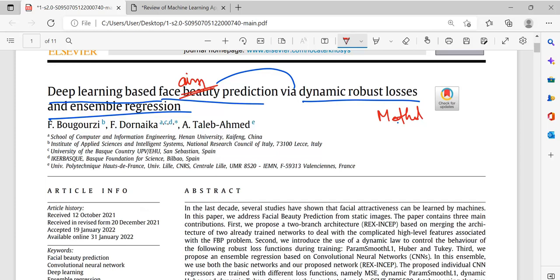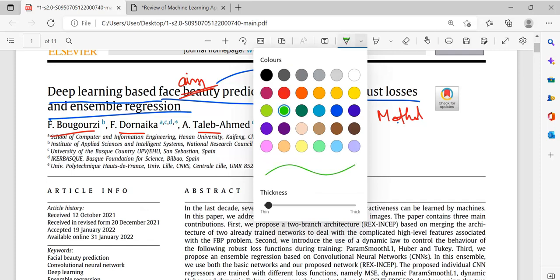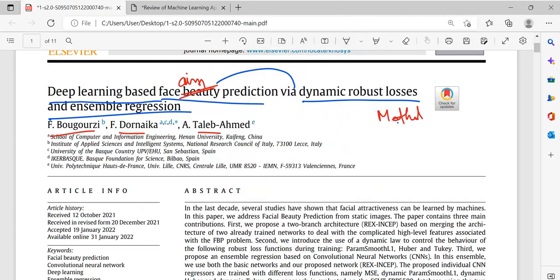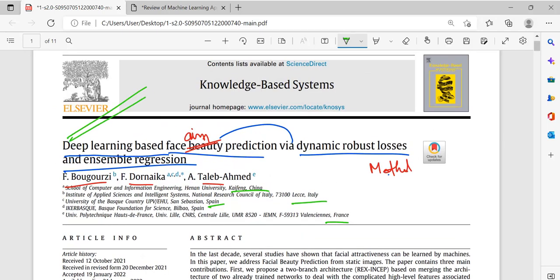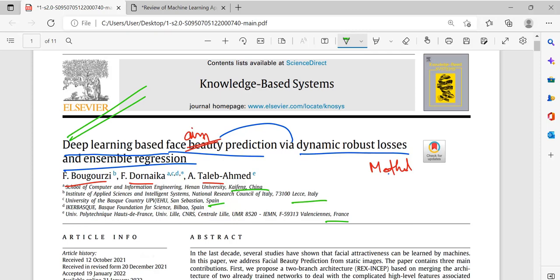After identifying the title, I mostly go to the researchers. Who are they, where are they from? I know there are three researchers, and I can see it is a collaborative work. When I see a collaborative work I believe it will be a good one, because there are researchers from China, Italy, Spain, and France. So I believe it's a very good paper, and it is also from Elsevier. This is also an important part which gives me a good vibe about that paper.